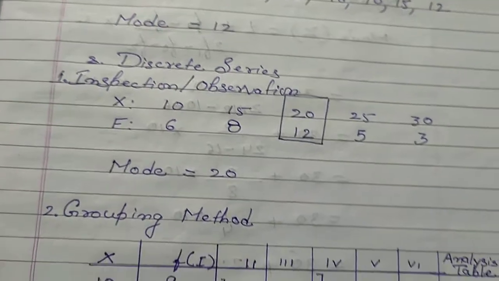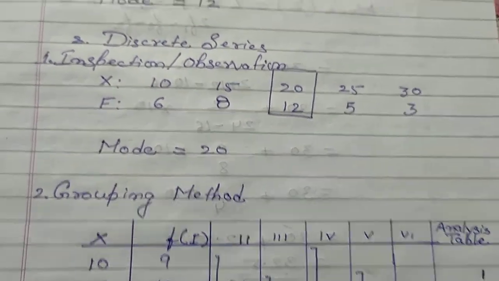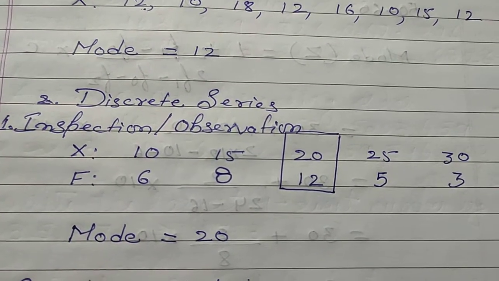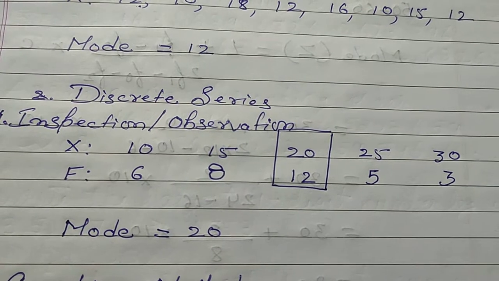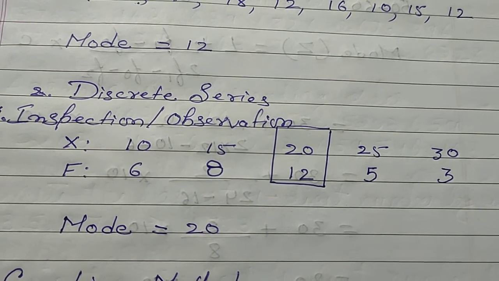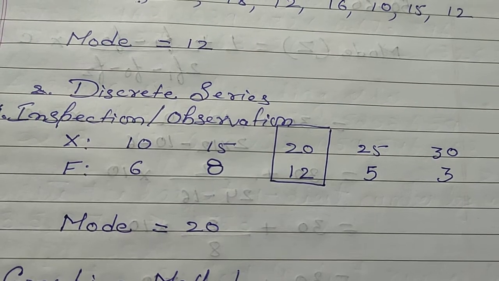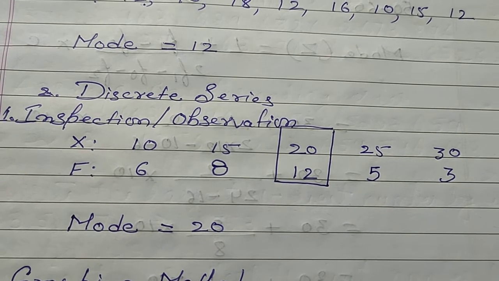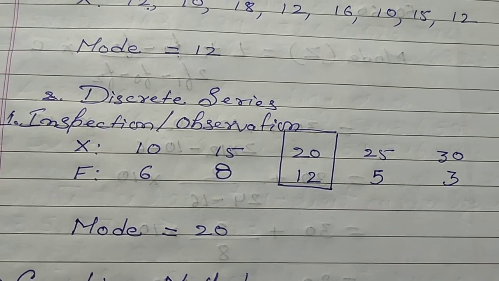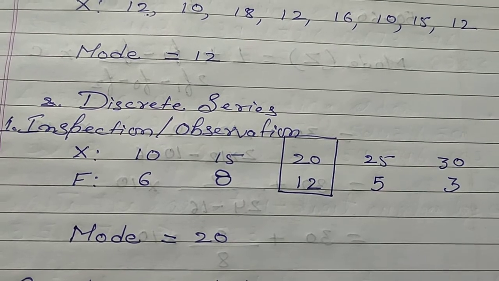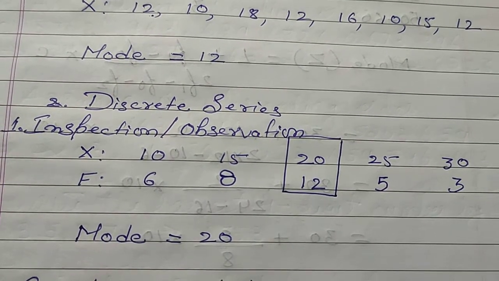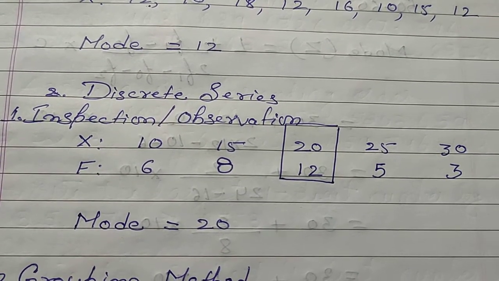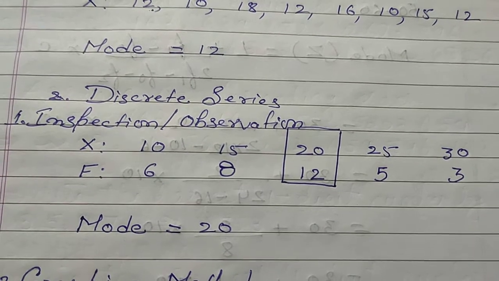Now in case of discrete series, we are going to discuss two different methods to find the mode. First method is the inspection or observation method. You can see the example of a discrete series where the variables are given as well as their corresponding frequencies. In this you have to see which variable has the maximum frequency, and that variable is the mode of the given series. So in this case 12 is the maximum frequency and its corresponding value is 20. So mode is equal to 20.